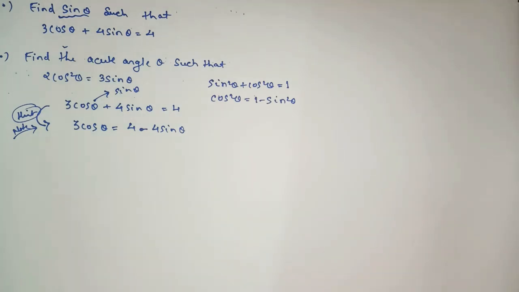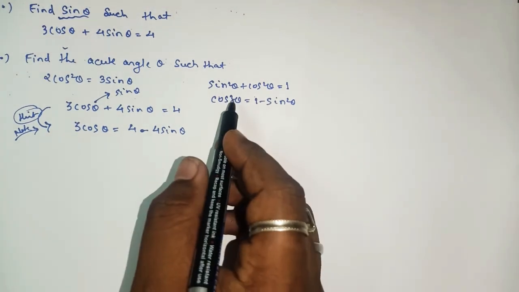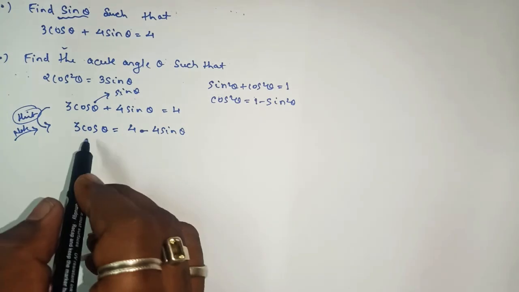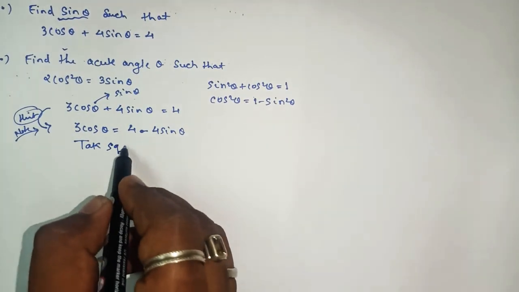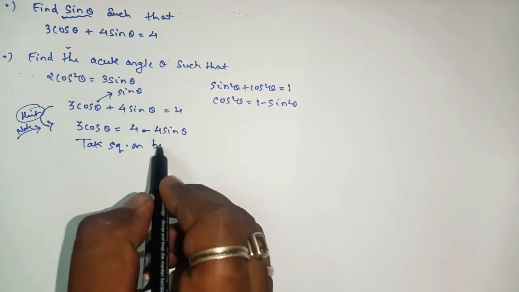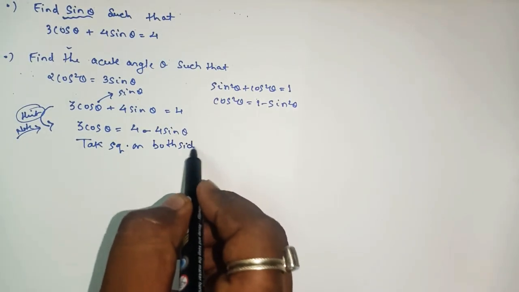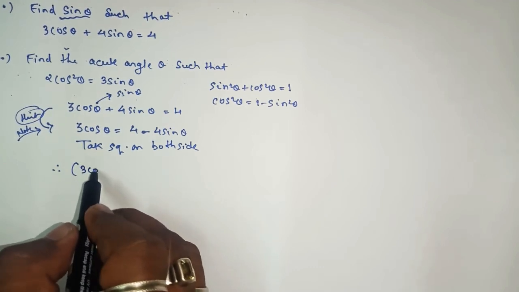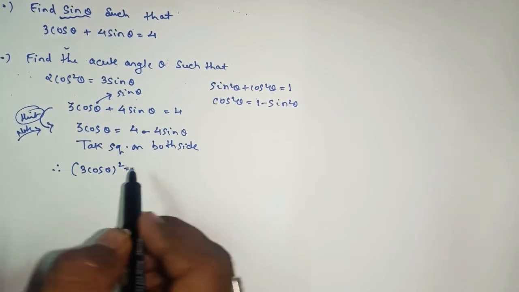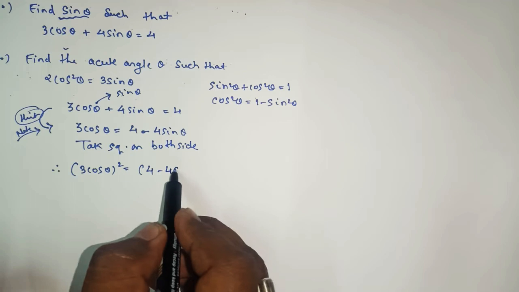Okay, that's it. So now after this, as here we required square, we'll write: taking square on both sides. So here what we'll do, we'll square both the parts, taking square on both sides. Yes or no?